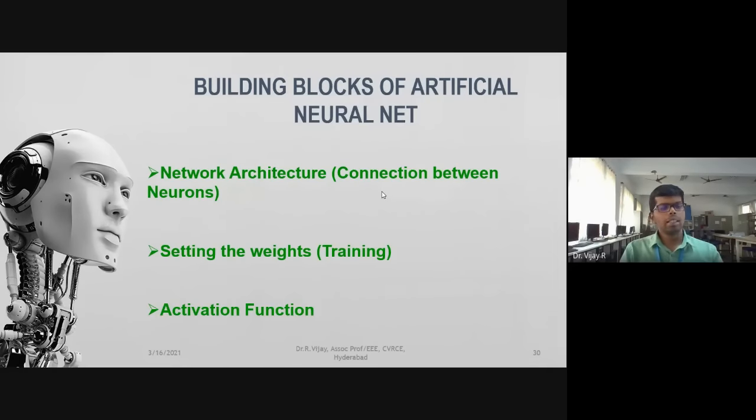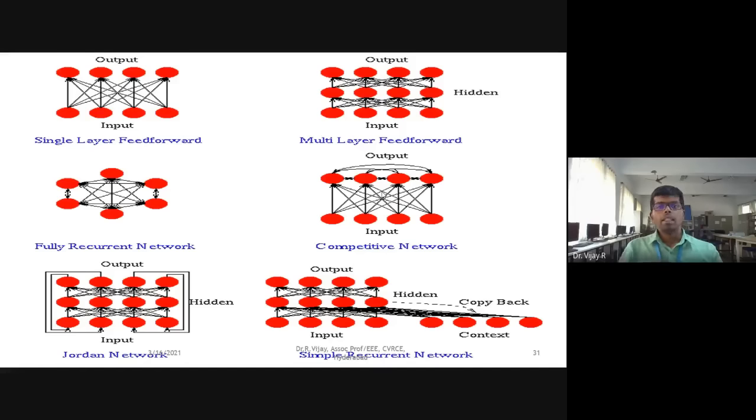So these are the building blocks of a neural network. That is the connection network architecture, and you have to set the weights, and you have to set the activation functions. So everything you need to set. So these are the building blocks of ANN. These are the different types of ANN. First is the single layer feed forward network, multi-layer feed forward network, fully recurrent network, competitive network, Jordan network, and simple recurrent network.